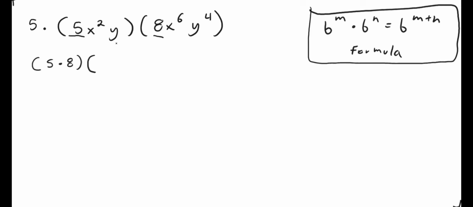Next, we can definitely see a few bases that we can combine. So our first base is our x's here: x to the power of 2 and then x to the power of 6. So 2 and 6. Lastly, we have our y's. So we have this y right here and this y right here.